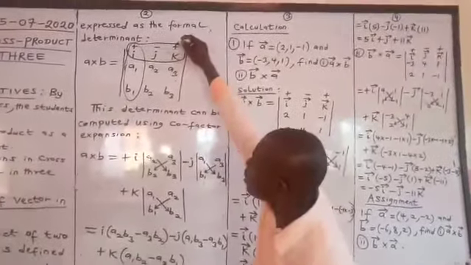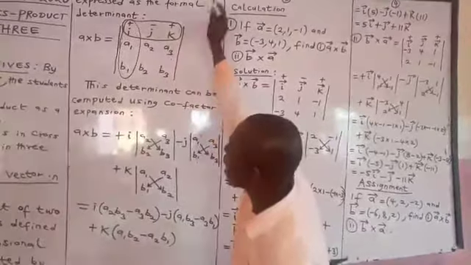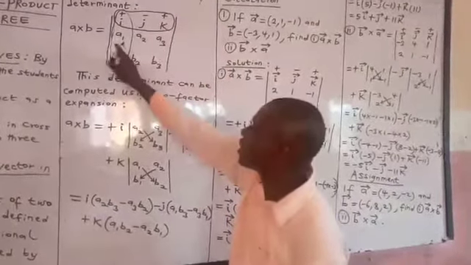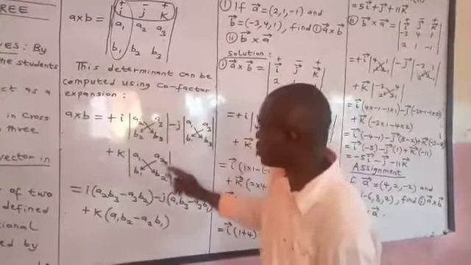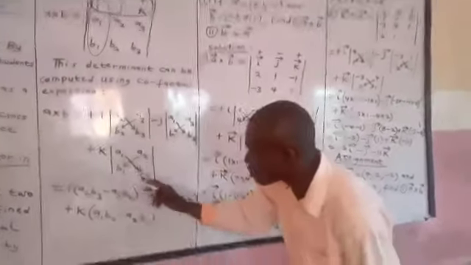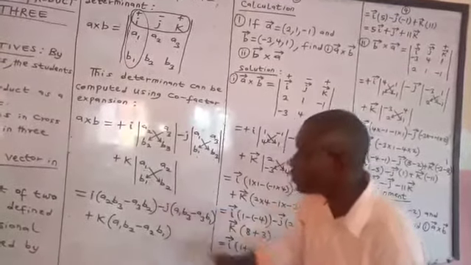Then we go back to plus K. Draw the row of plus K, it's out. Draw the column of plus K, then it's out. You are now left with A1, B1, then A2, B2. Then you cross multiply. A1 will multiply B2, then A2 will multiply B1.